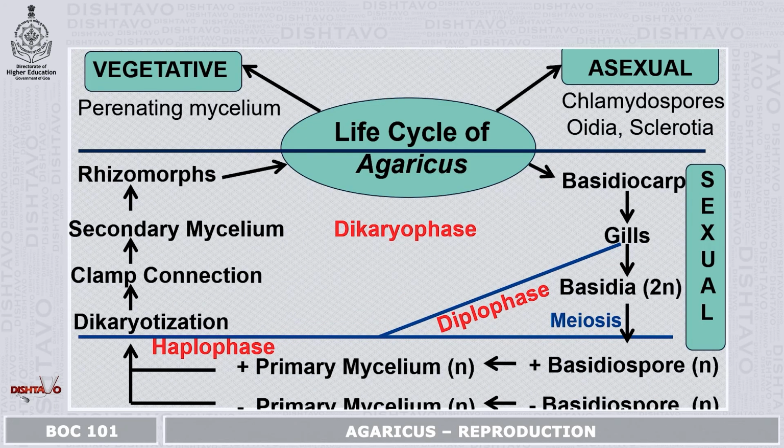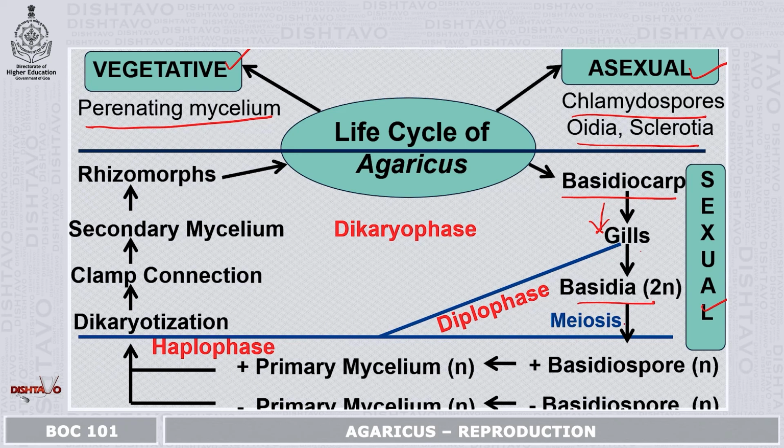So if you see the life cycle together, students, the life cycle in Agaricus shows 3 phases: vegetative, asexual, and sexual. Vegetative is by means of perennating mycelium. Asexual, which is very rare, students, is by means of chlamydospores, oidia, and sclerotia. But sexual reproduction produces sexual spores called basidiospores. And it starts from the basidiocarp. On the lower surface of the basidiocarp, you will have lamellae or gills, which will produce the basidia on the hymenial layer, the fertile layer.